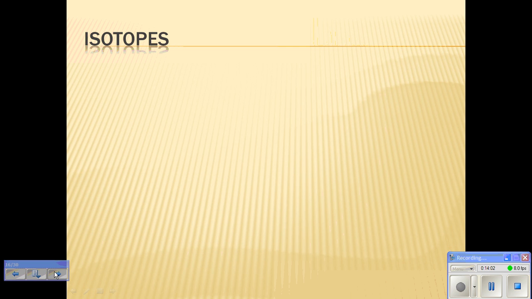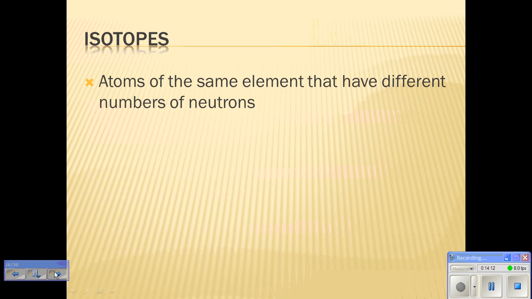Isotopes. I've mentioned them a couple times. Isotopes are simply atoms of the same element, but that have different numbers of neutrons, so they have different mass numbers.